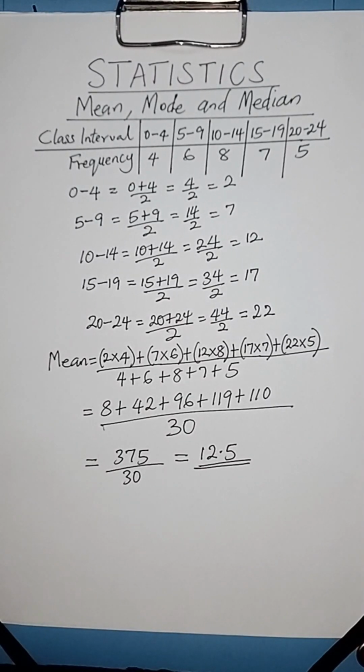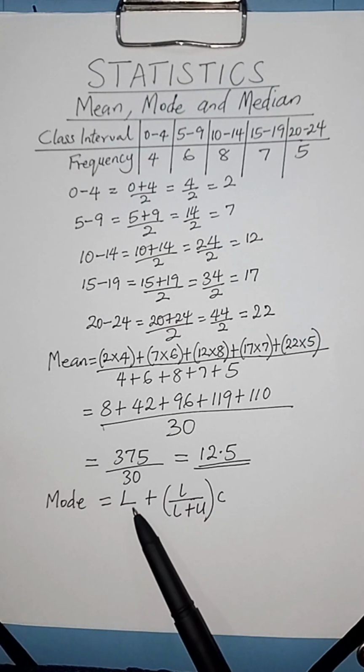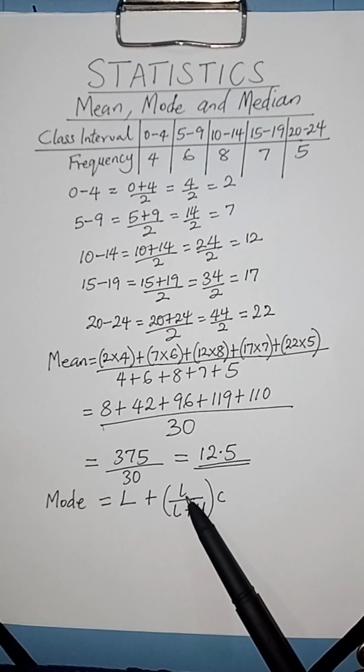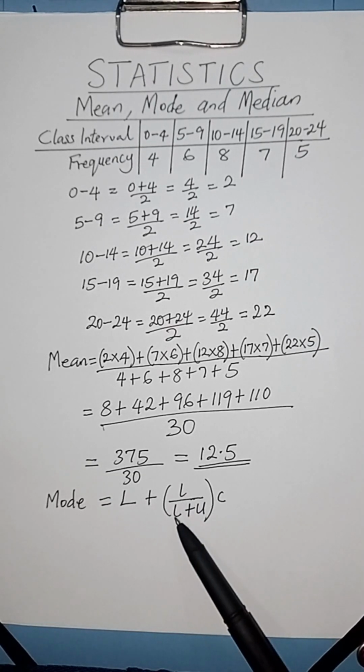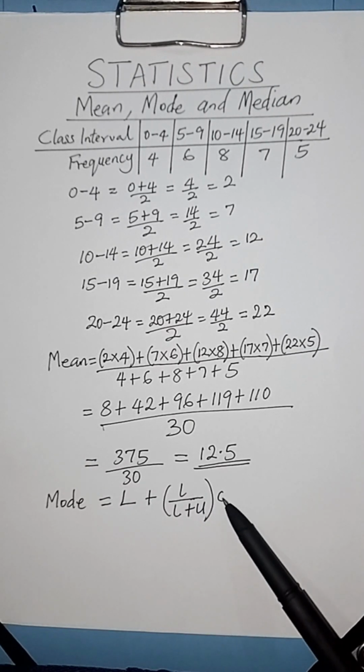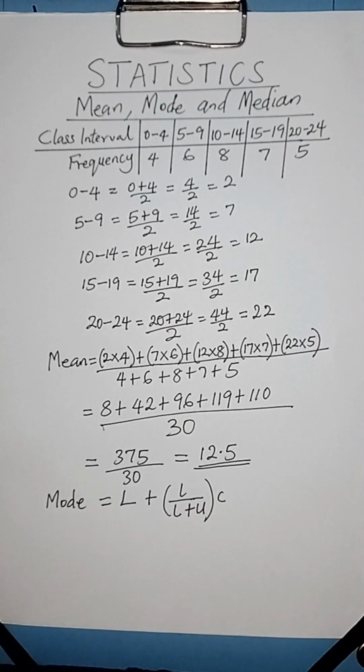That's it for the mean. Now, there is a formula for solving for mode, and I hope you should be able to remember this formula and what they stand for. You have the capital letter L, or uppercase L, plus, in brackets, the lowercase l divided by l plus u, close brackets, and then you have C. Now, what do these stand for?